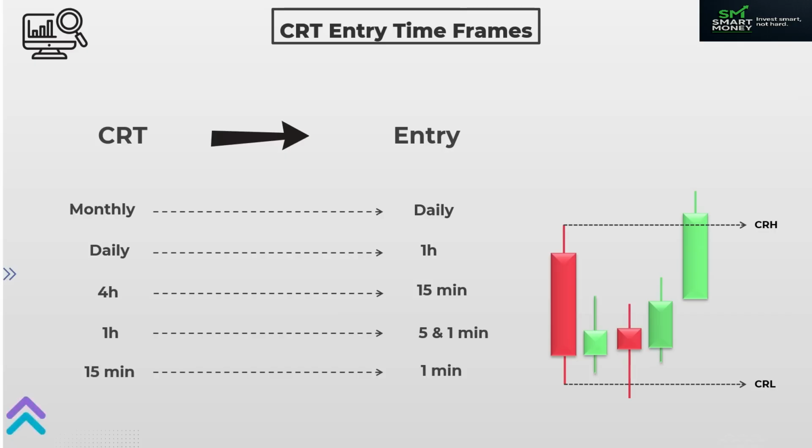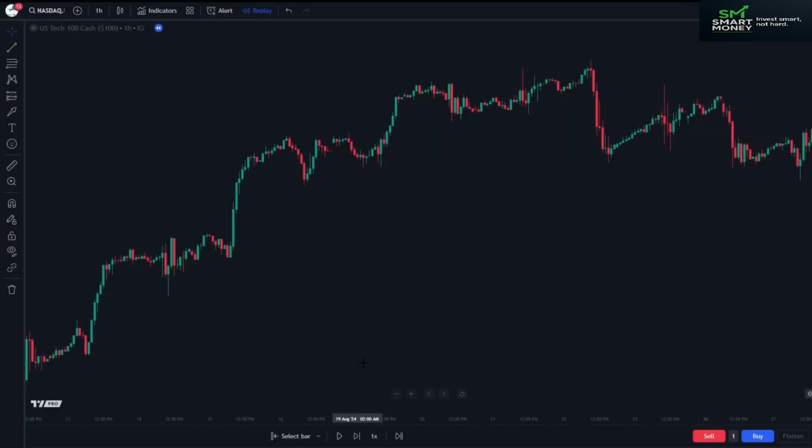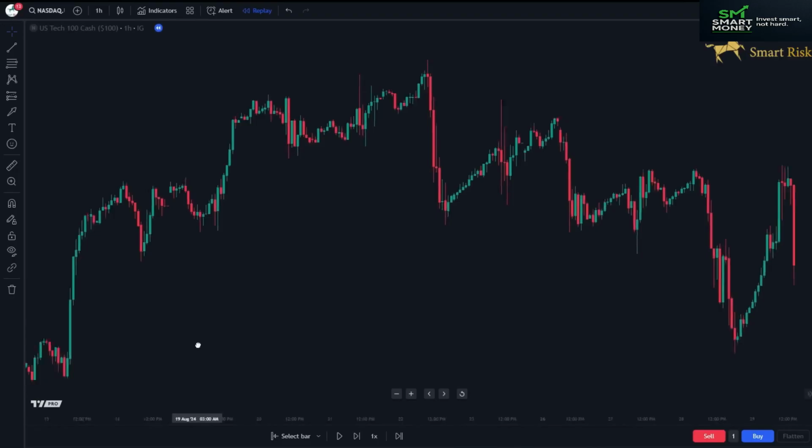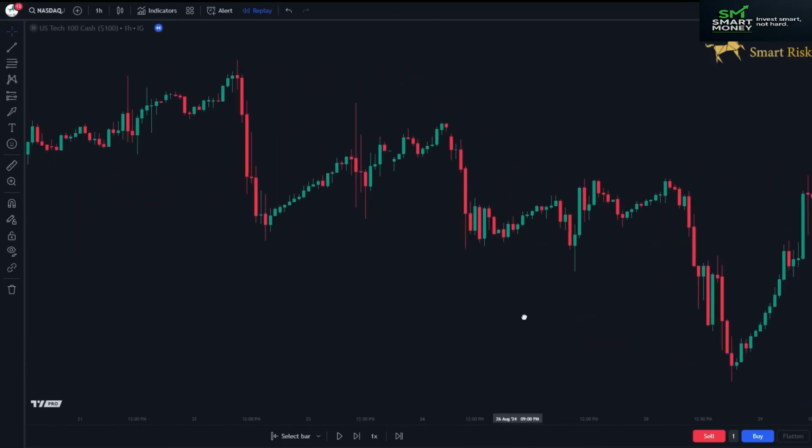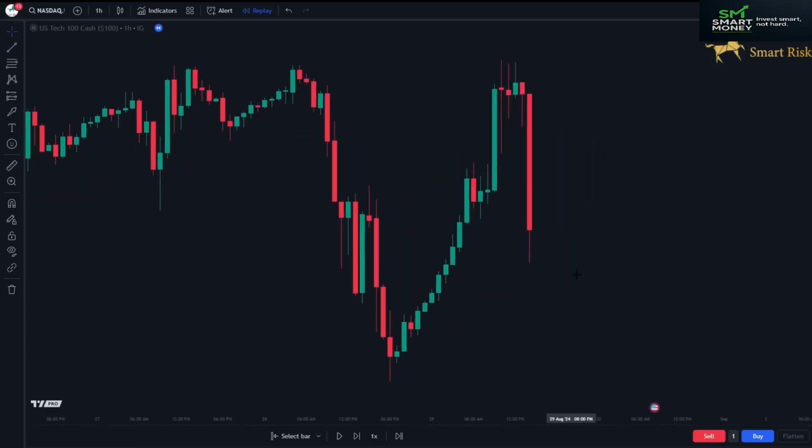Now, let's see how to use the CRT model to our advantage and execute trades based on it. Here, we have the Nasdaq 1-hour time frame on the screen. As you can see, the price has created a large bearish candle at 2 p.m., a key time. So, I'm going to highlight its high and low as the potential CRT range candle, high and low.